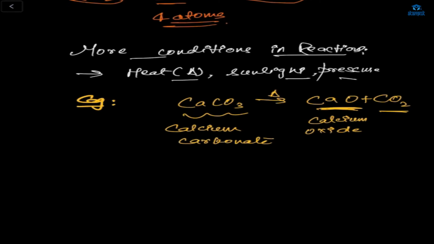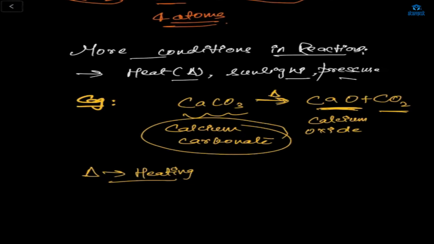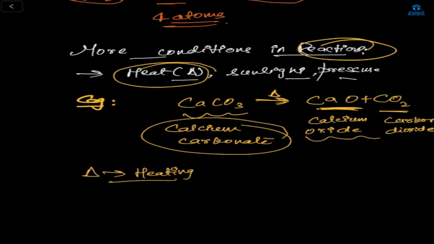If we heat this, this is the symbol of heating. If we heat this calcium carbonate, we will get calcium oxide plus carbon dioxide. Any confusion? Now we are studying the more conditions in reactions. So first we have the heat.